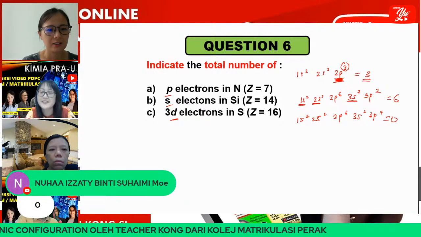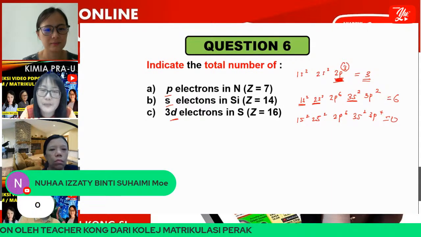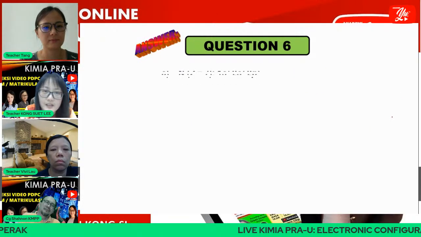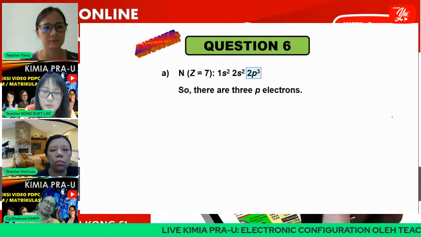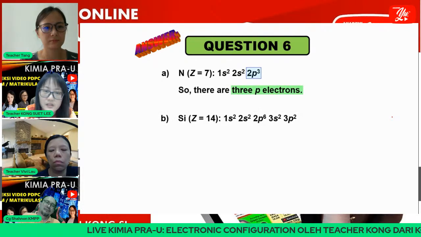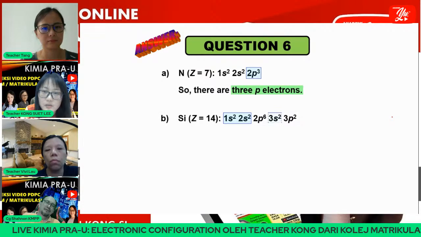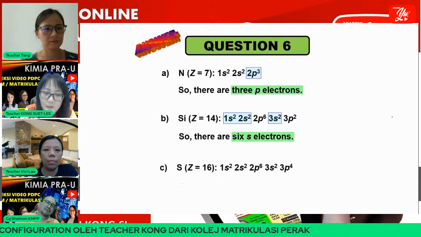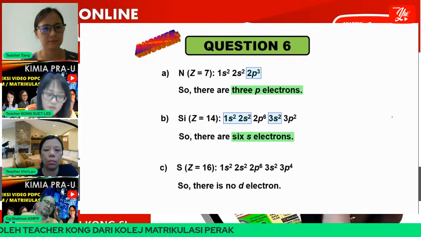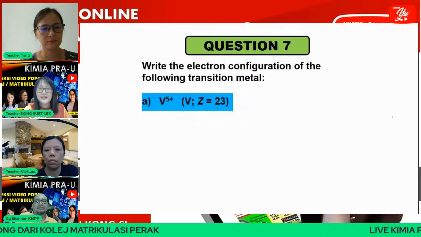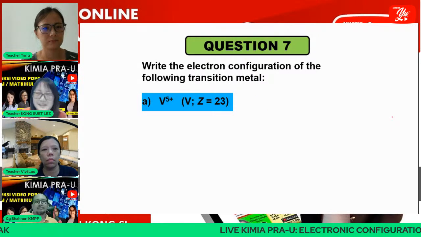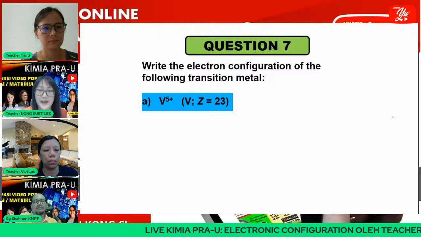Okay, very good. Yes, this is another type of question that might ask about the spdf notation, the electronic configuration and quantum numbers. So there are 3 p electrons in nitrogen, and for silicon, 1s2, 2s2, and then 3s2, that's why there are 6 s electrons. And for sulfur, there are no d electrons. Very good, good try. Now we move to a higher level.